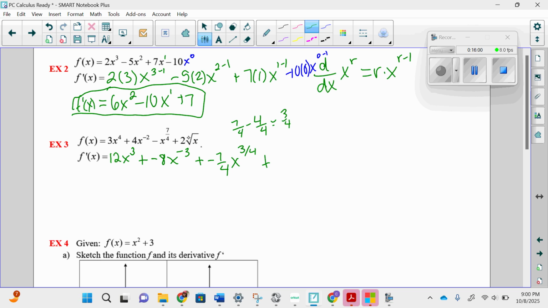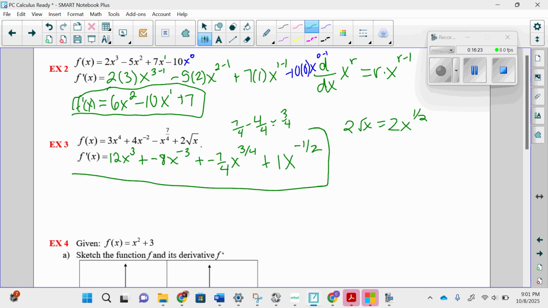plus 2 square root of x is really 2 times x to the 1/2. So drop that 1/2 down. 2 times 1/2 is 1. x to the 1/2 minus 1 is negative 1/2. So there is the derivative.